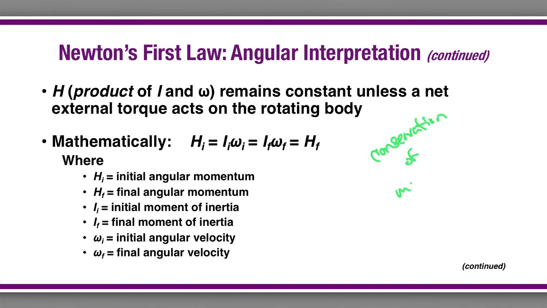In this case, mathematically, we know that H initial is ultimately going to equal H final, meaning that the initial moment of inertia times the initial angular velocity is also going to be equal to final moment of inertia times the final angular velocity of a rotating body.